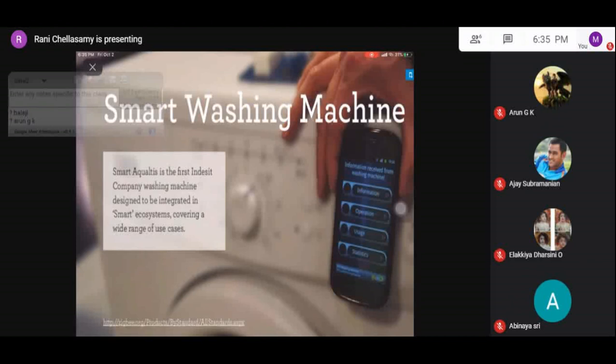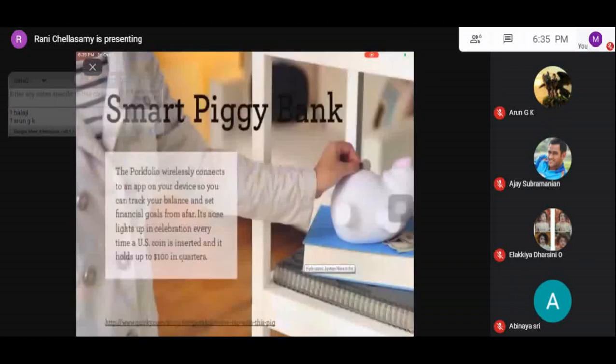Next, smart piggy bank. As you all know, a piggy bank is for saving money. So each person can save money with the help of this model. It wirelessly connects to an application on your device, so you can track your balance, how much amount you have saved, and set financial goals and so forth. It lights up in celebration every time a coin is inserted. Likewise, some celebration of the amount which has been saved in this piggy bank will delight the user.